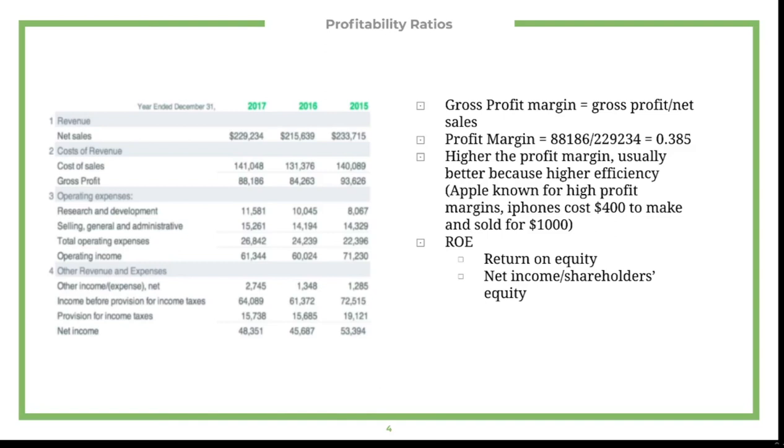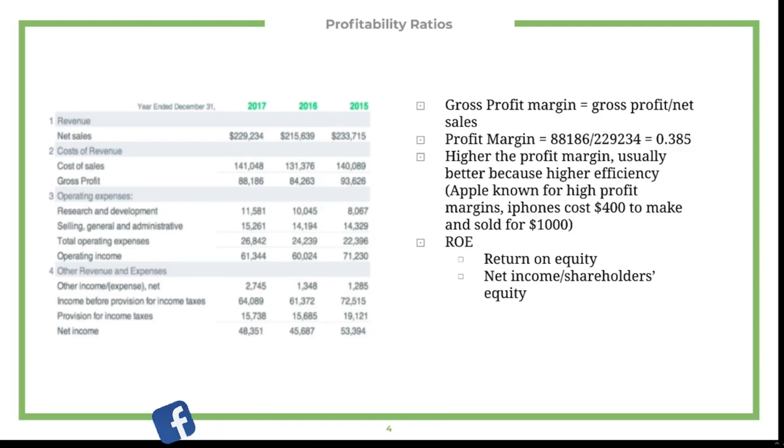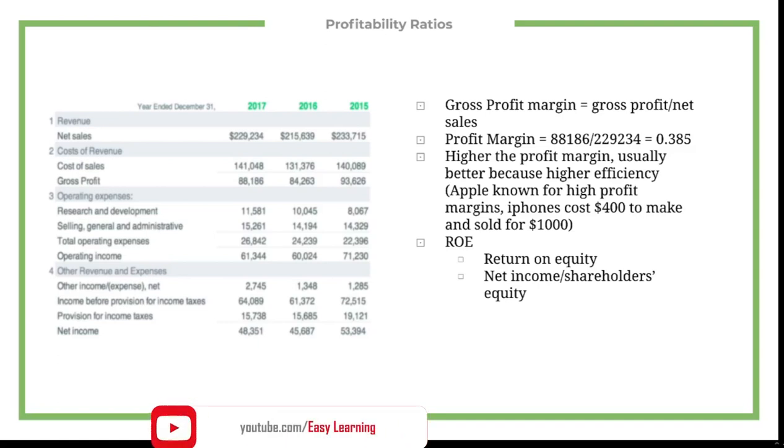So let's take Apple, for example. Apple is known for its high profit margins, as iPhones cost about $400 to make and are sold for $1,000. And that's a ridiculously high profit margin. And the next kind of profitability ratio I want to talk about is the ROE. And this is short for return on equity. And the way you calculate it is you divide the net income by the shareholder's equity.